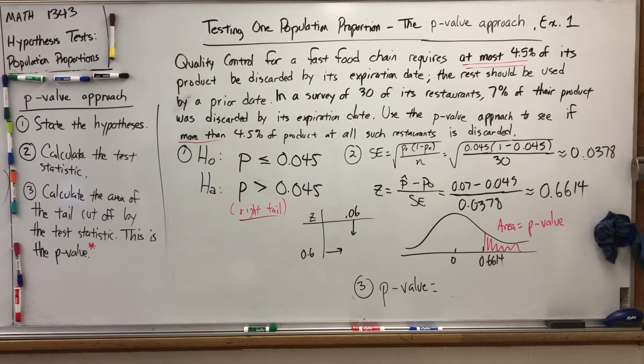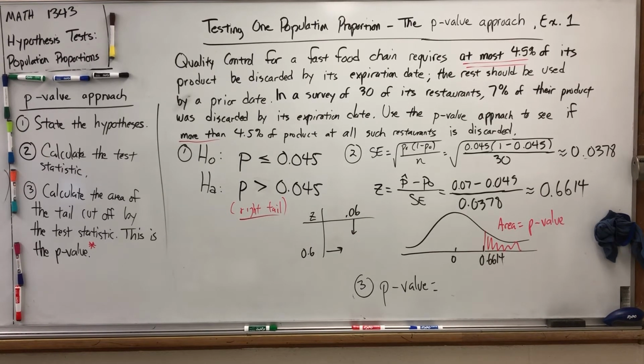So let's look up 0.66 in the z-chart, which I know you can't see, but if you're in my class, you're familiar with it and you know what I'm doing right now. And the area to the left of z equals 0.66 is 0.7454.